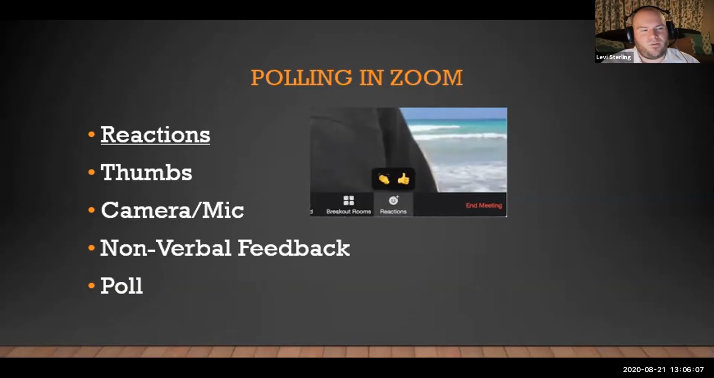So that's the reactions. Reactions are something that is available in Zoom. It's down at the bottom. Students can click on it and give a reaction. It's a good way to do a quick poll. Now, this is not polling students for how they feel about something. This is a, do you agree, yes or no, binary, on, off type of response.